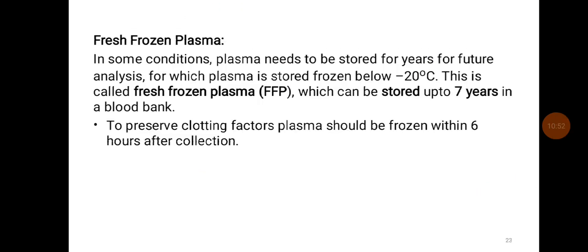Fresh frozen plasma. In some conditions, plasma needs to be stored for years for future analysis, for which plasma is stored frozen below minus 20 degrees Celsius. This is called fresh frozen plasma, which can be stored up to 7 years in a blood bank. To preserve clotting factors, plasma should be frozen within 6 hours after collection of the blood.